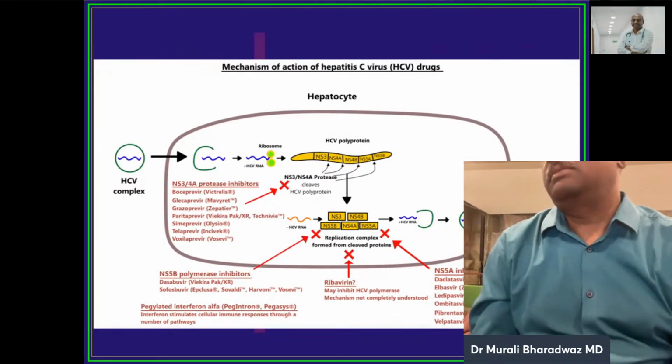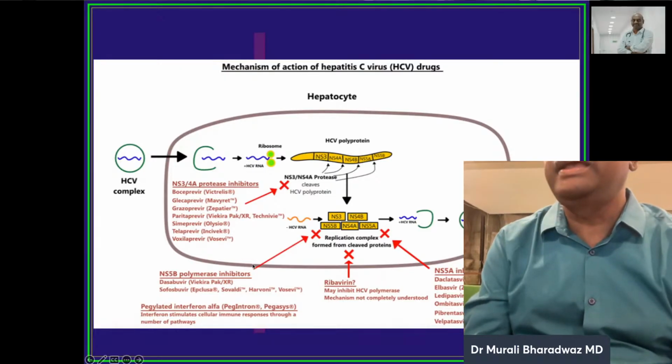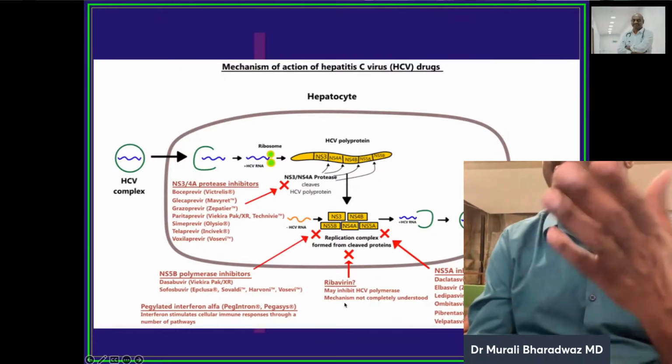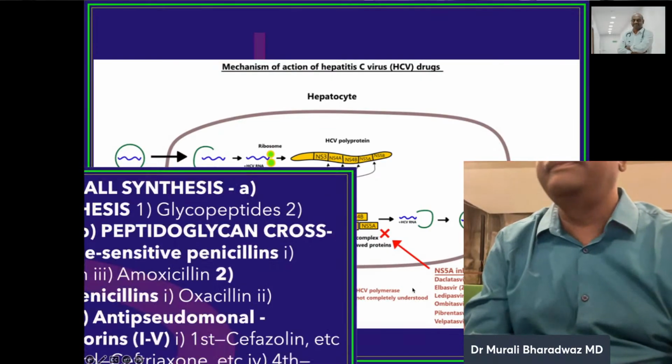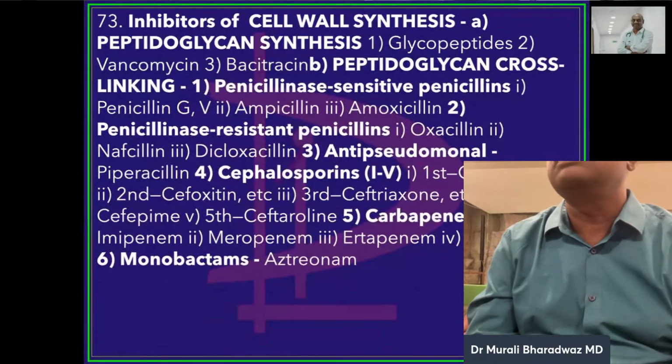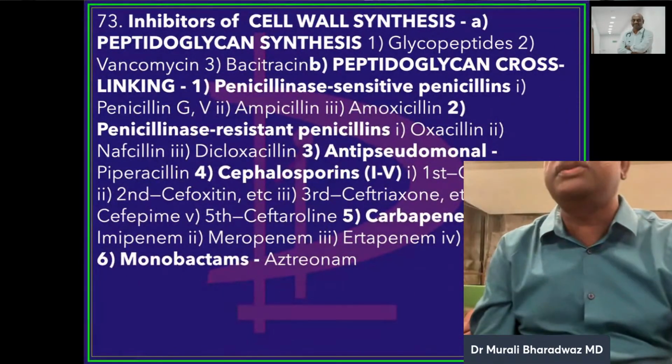Ribavirin is the one which is an IMP dehydrogenase inhibitor. So these are also various drugs. Now that's all. Antivirals done.